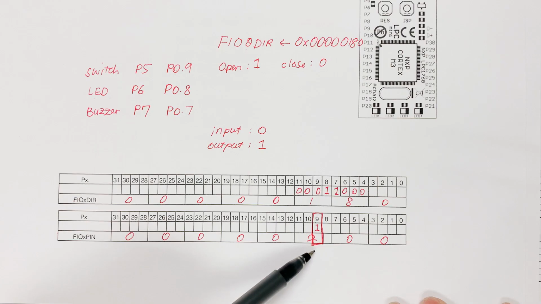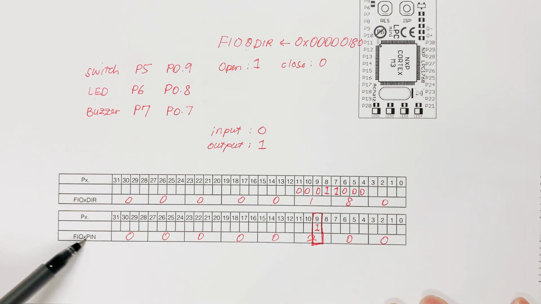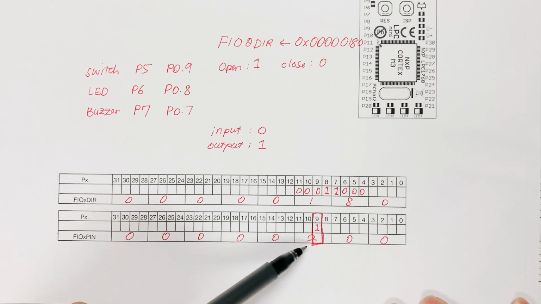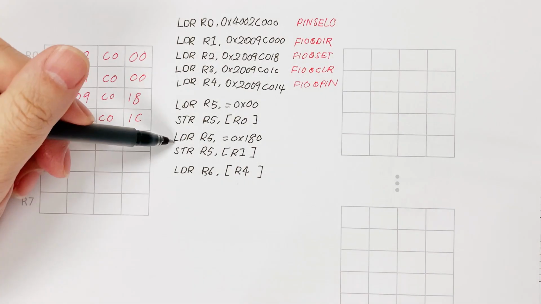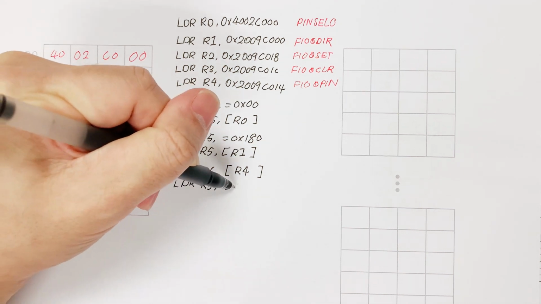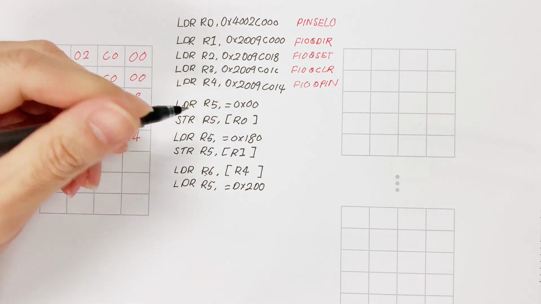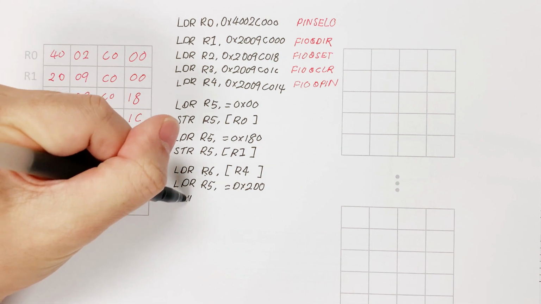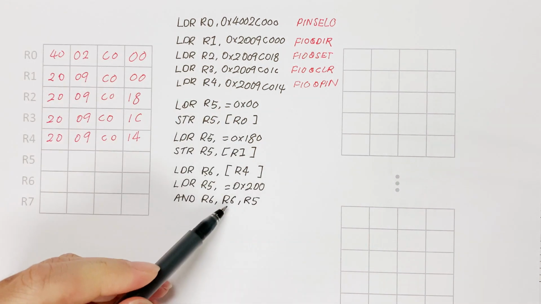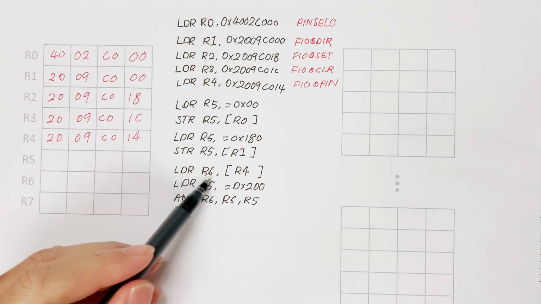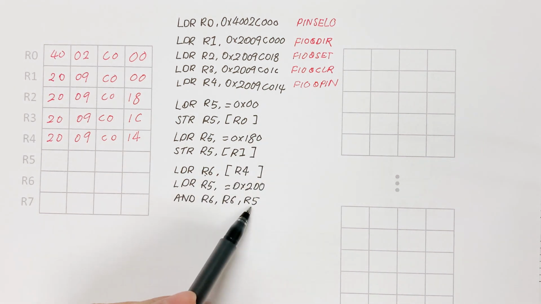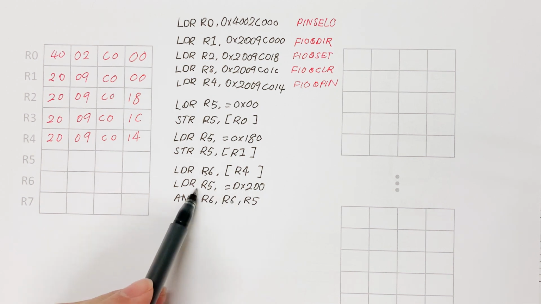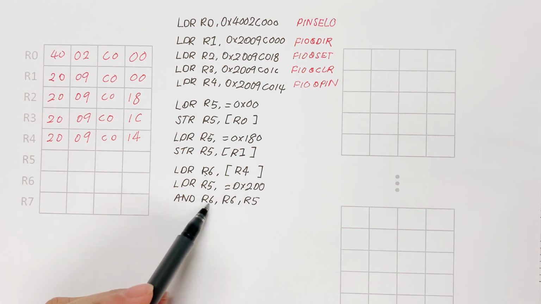The value we have now in register 6 holds the current status of our switch, whether it is 1 or 0. Just now we have determined the masking value that we can use to filter our FIO 0 pin registers. The value is 200 in hexadecimal. We can first load 200 to register 5, and we use an AND operation between our register 6, which is our value from FIO 0 pin registers, and register 5, which is our masking value. And lastly, whatever value we have in register 6 is the status of the switch, whether it's 1 or 0.